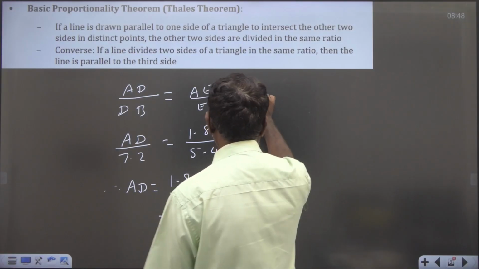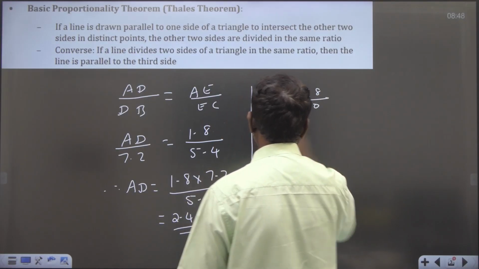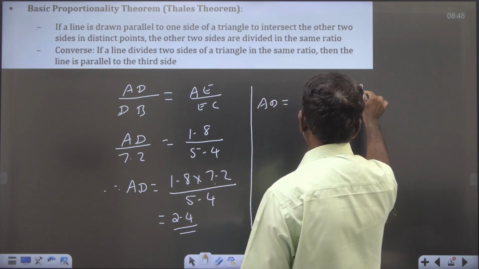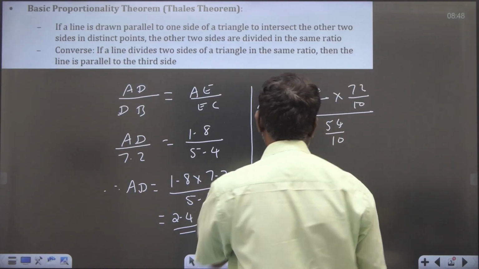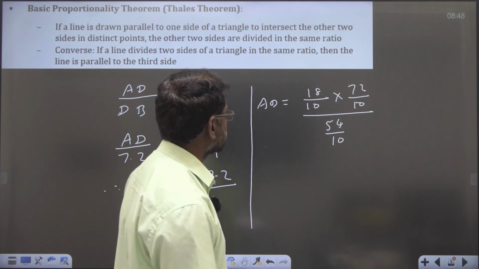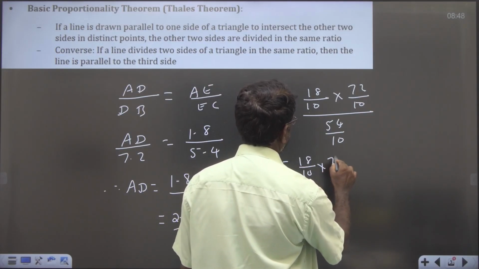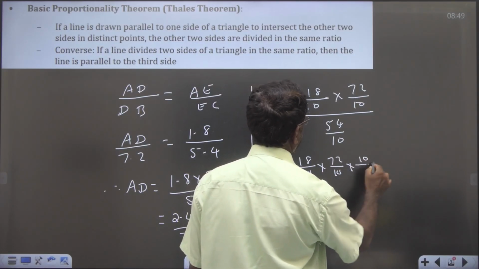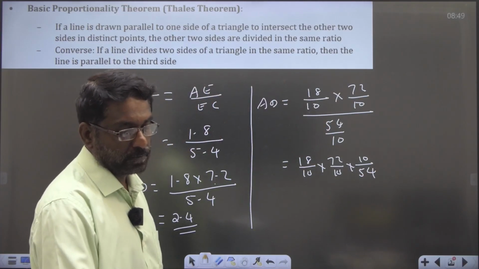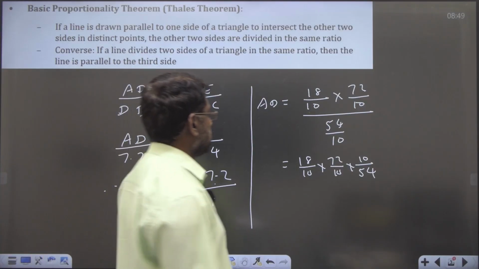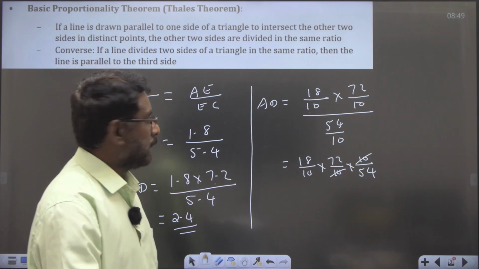Use the simple method. 1.8 is 18 by 10, into 72 by 10, divided by 54 by 10. No problem, you can use this method also. So this is equal to 18 by 10 into 72 by 10 into 10 by 54. The 10s can be directly cancelled.